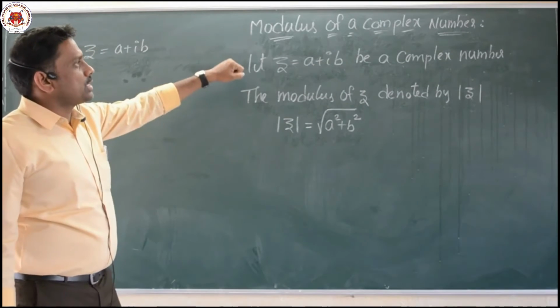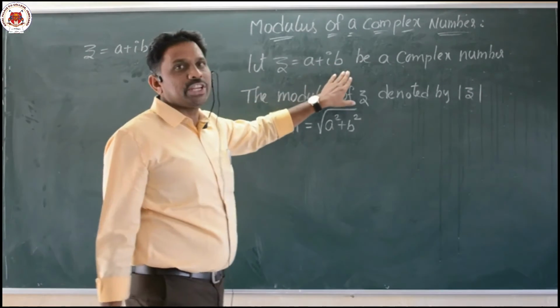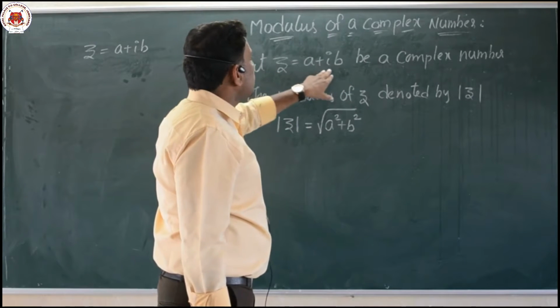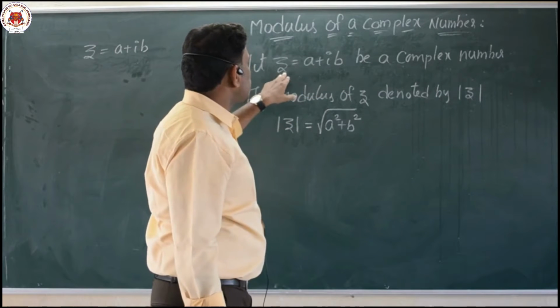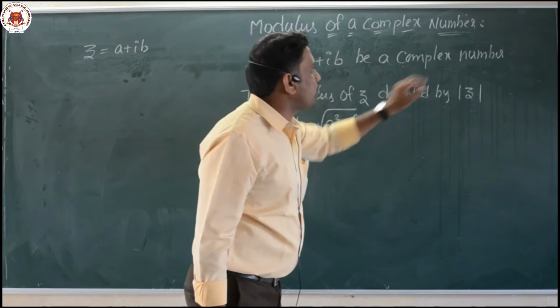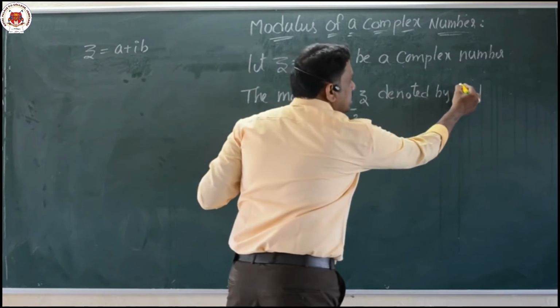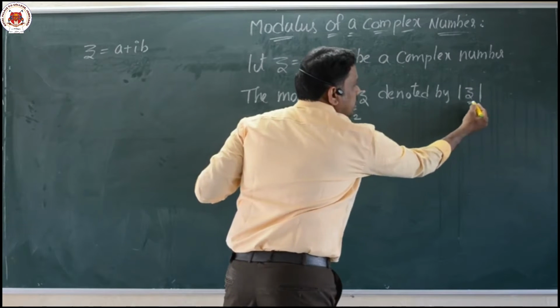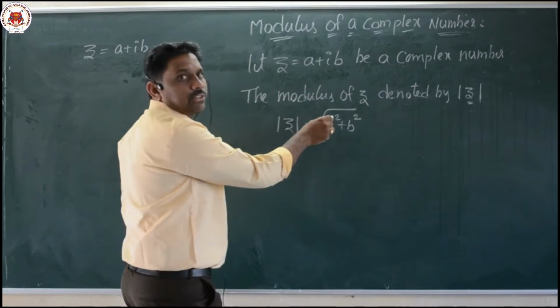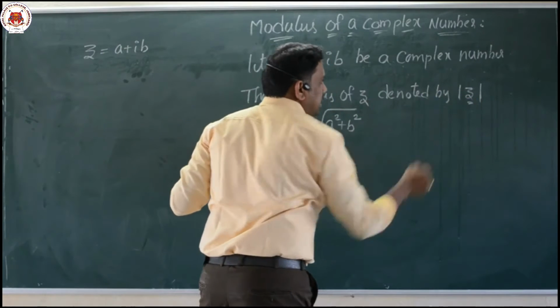So what is the modulus of a complex number? Look here, the definition is there. Generally the complex number is indicated by the letter Z. So Z equal to A plus iB be a complex number. The modulus of Z is denoted by this symbol. This is called the modulus of Z. Always the modulus of Z is denoted by modulus of Z in this form.